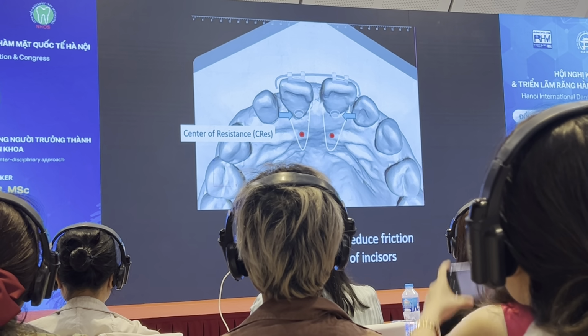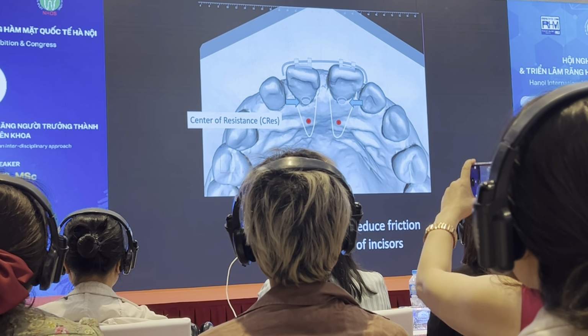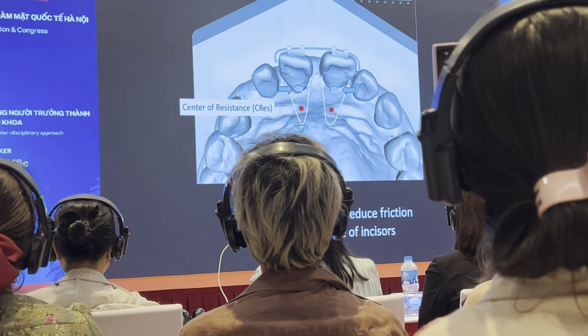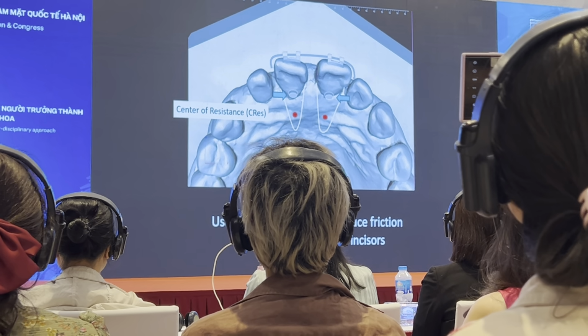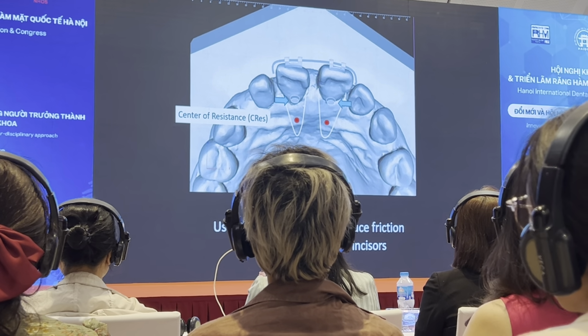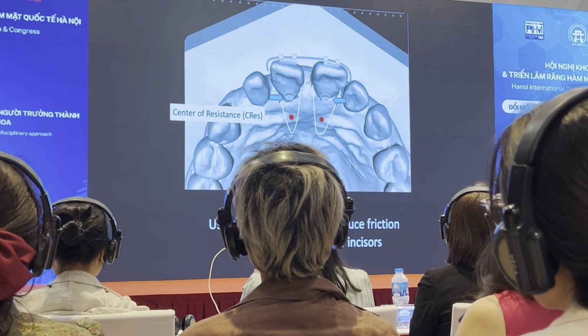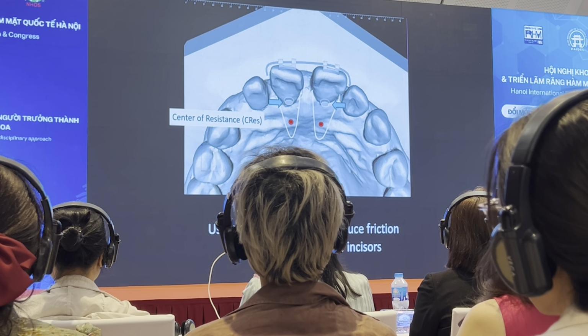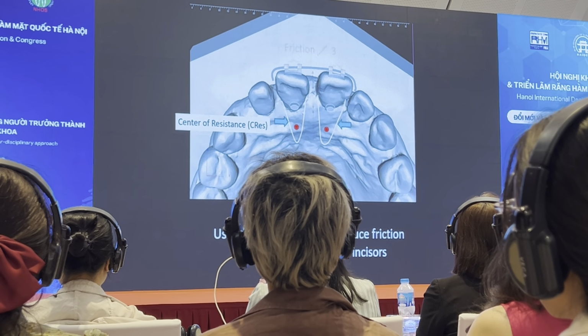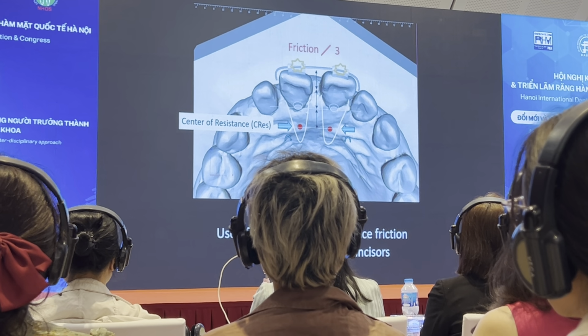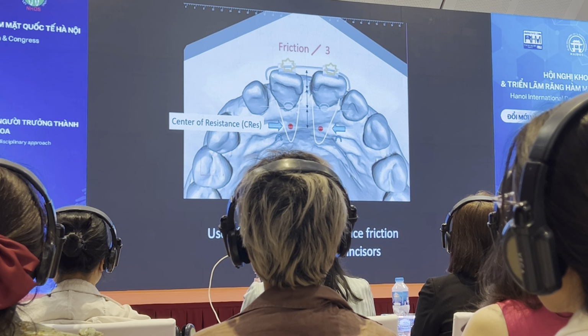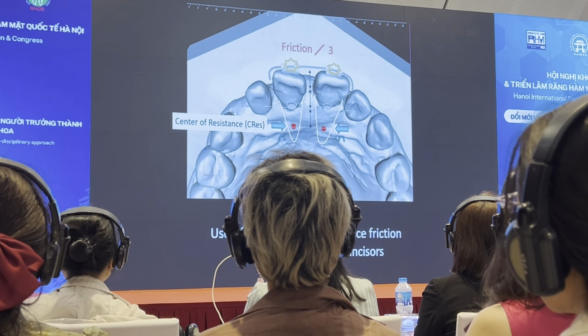To reduce the friction, the lingual buttons can be bonded on the palatal side of the incisors so that the force can be applied closer to the center of resistance and the tendency of rotation reduces. In this example, the friction can be reduced to 1/3 only.